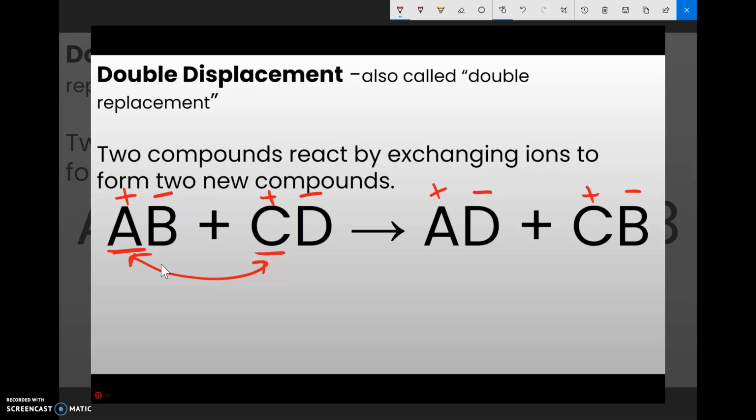My horrible scenario for this one, and maybe it's not horrible, but let's say that you're on a double date, and you guys decide halfway during the date to switch dates. If that were to happen, that would be like a double replacement or a double displacement reaction.